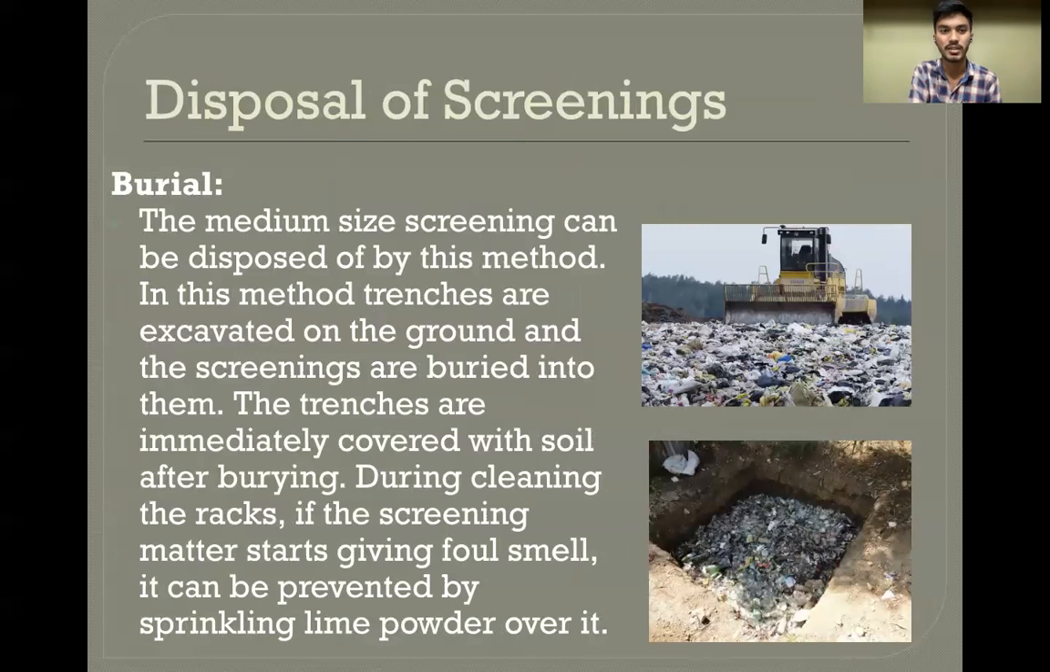Disposal of screenings. Burial method. The medium-sized screenings can be disposed by this method. In this method, trenches are excavated on the ground and the screenings are buried into them. The trenches are immediately covered with soil after burying. If the screening matter starts getting foul smell, it can be prevented by sprinkling lime powder over it.